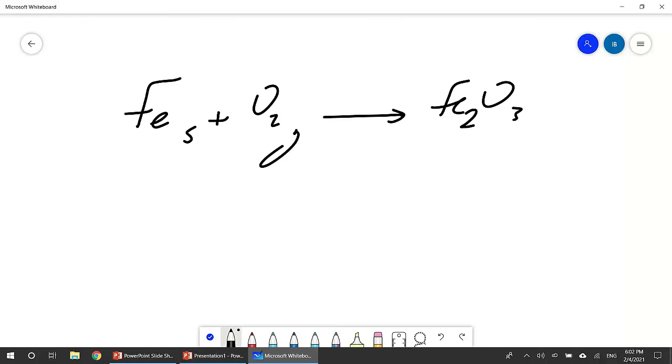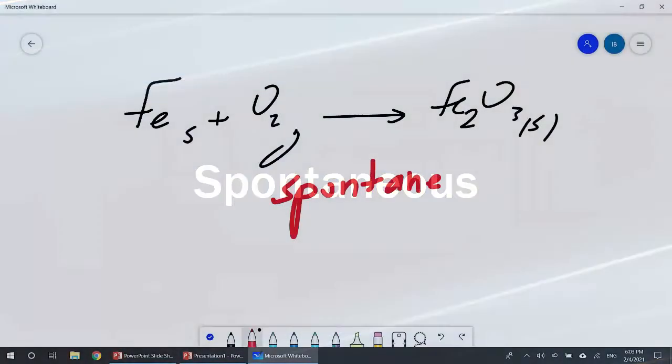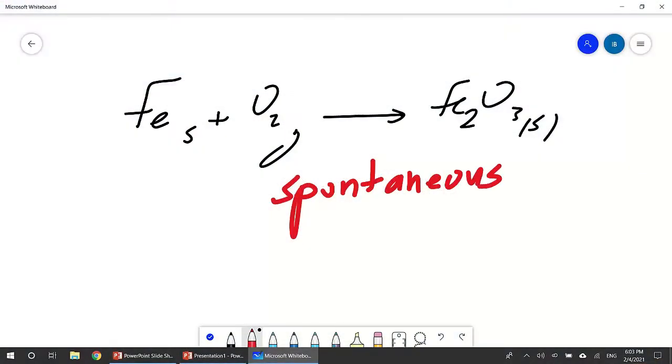It appears that this process happens by itself, what we call spontaneous in the language of physical chemistry. So this process is spontaneous in the forward direction. That means iron will react with oxygen to form iron oxide, but usually the reverse does not happen by itself. And so the question: why is that? Why do things sometimes appear to happen in one direction, but not in the reverse direction?